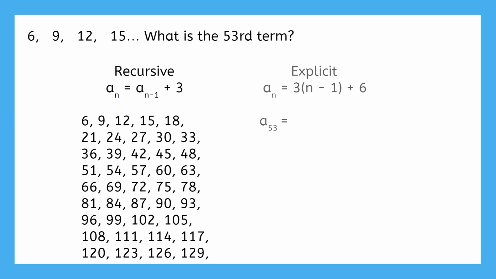Or you could use the explicit form to jump straight to the 53rd term. Plug in 53 for n, and then simplify. The 53rd term is 162, and we found it pretty darn fast. Can you imagine how long it would take to get to 162 using the recursive form?